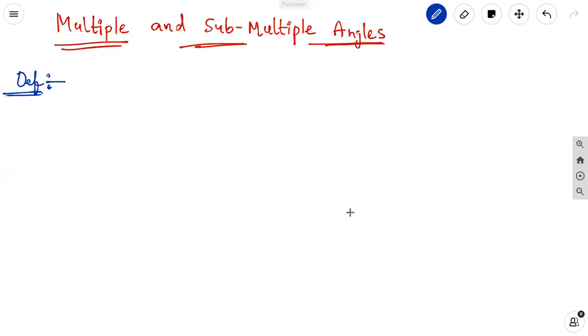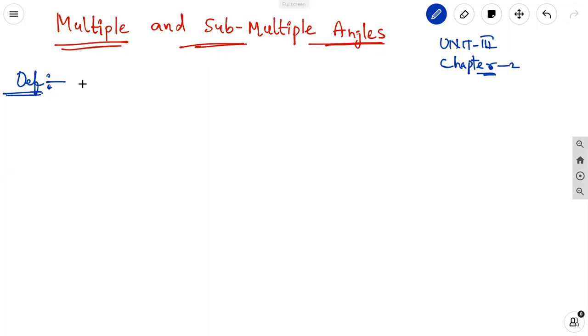Let us discuss a topic on multiple and submultiple of angles. First, it is Unit 3, Chapter 2. Here, first we can define how we can define the multiple angles and submultiple angles.